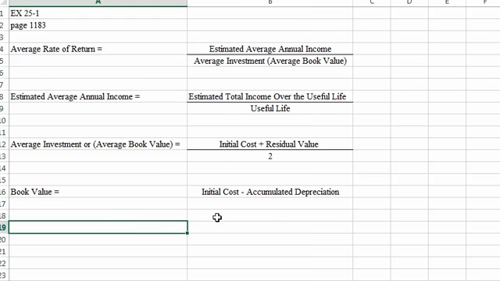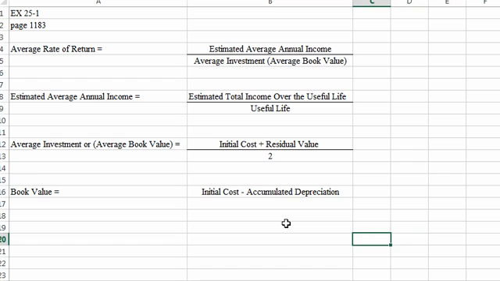Okay. So there's the formulas you'll need. So let's go through this one. On page 1183, it says exercise 25.1, the following data are accumulated by ChemLab Incorporated in evaluating 2 competing capital investment proposals. Okay, they're trying to decide should they buy testing equipment or a vehicle.